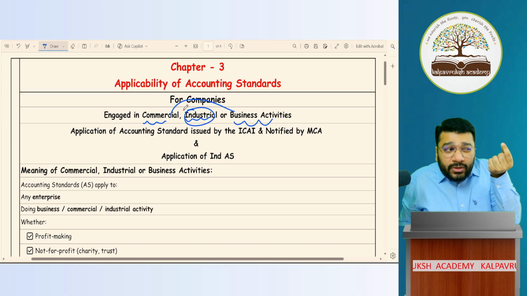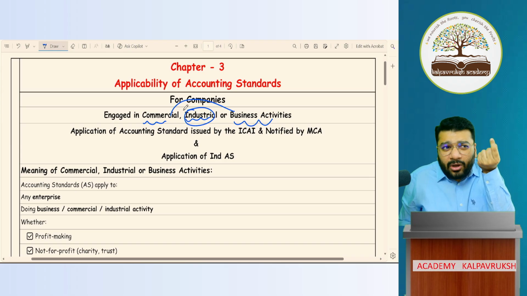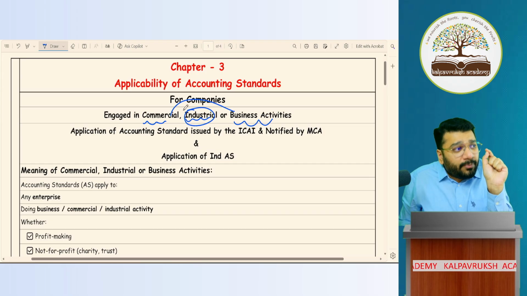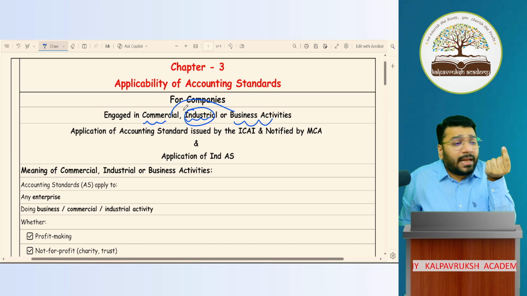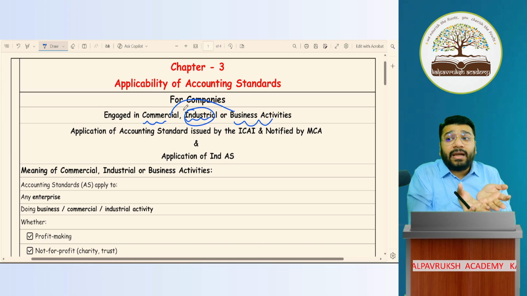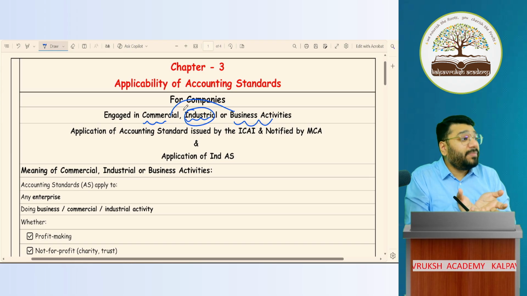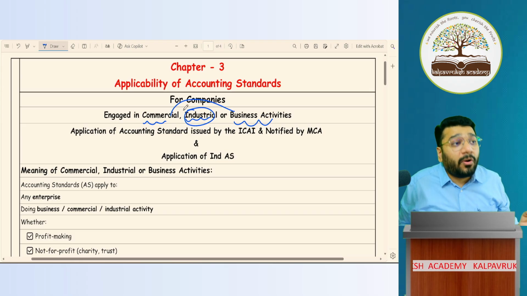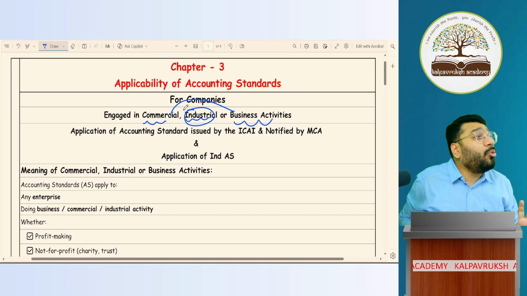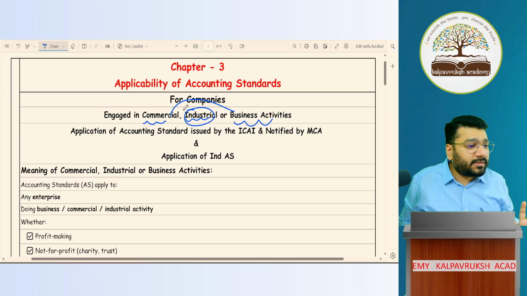But apart from that, they're doing small business activities, sir. Very, very small business activity. Even if the portion of the business activity or the commercial activity is very small, then for the entire organization, for all the aspects of the not-for-profit organization, you have to follow accounting standards. Okay.